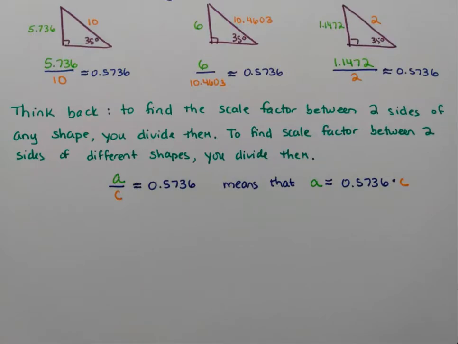So when we look at this, if I want to find the scale factor between 2 sides, I would have to divide them. And to find the scale factor between 2 different sides of different shapes, you divide them. So I'm really doing this A altitude, C hypotenuse side, and I'm getting 0.5736. So if I wanted to write this as an equation, then A is about 0.5736 times C. That's the scale factor. If I want to turn C into A, I'm doing just over half of C.